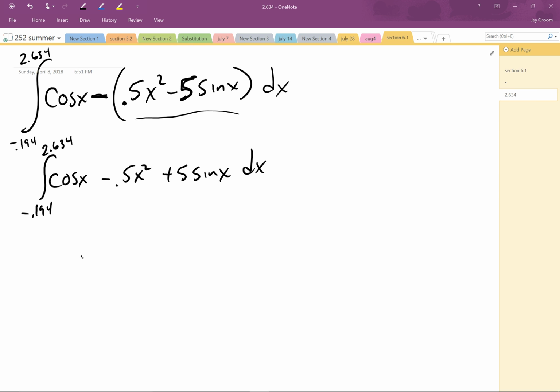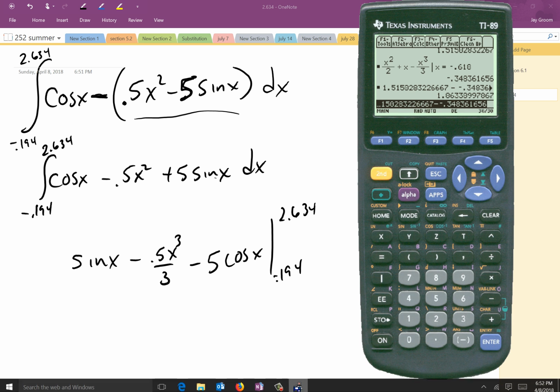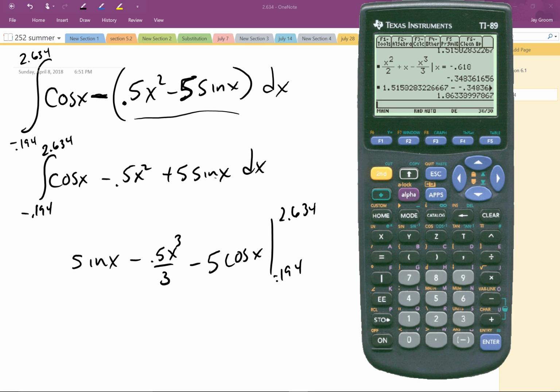Alright, so where did cosine come from? It came from sine. So this is 0.5x cubed over 3. And positive sine came from negative cosine. That is who it is the derivative of. And 0.194 negative, 2.634 positive. Bring out your calculator. Make sure you are in radians whenever you're doing integrals and derivatives.